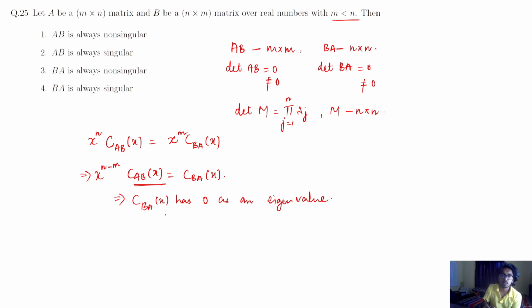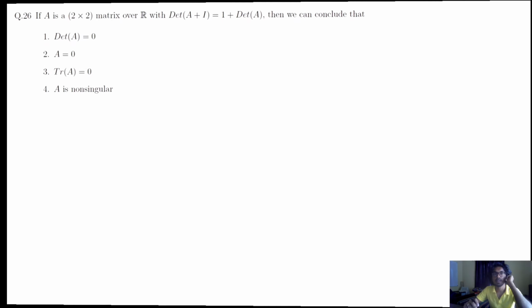So BA has 0 as an eigenvalue, right? When BA has 0 as an eigenvalue, it is always singular. No matter what B and A you choose, your matrix BA is always singular. There is no possibility of it becoming a non-singular matrix. Moving to the next question.